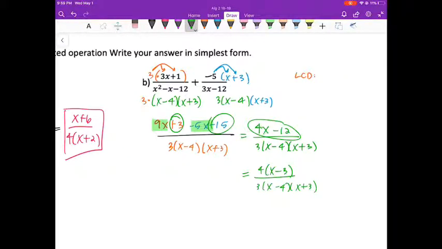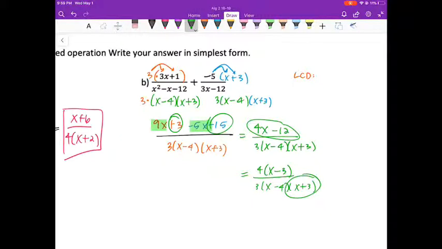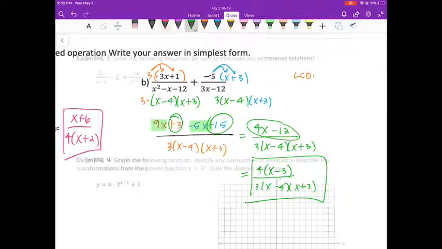So super close to canceling, but it will not actually cancel with the x plus 3 in our denominator. So we have to stop here.